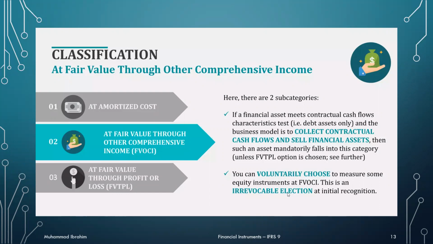Now I understand your question. For example, there are two equity instruments. For one equity instrument, they have selected the option of fair value through P&L, and for the other, they have selected fair value through OCI, right? Yes, this is your question. Yeah, very good question, Rizwan.